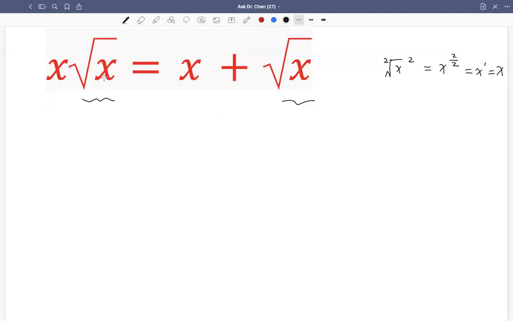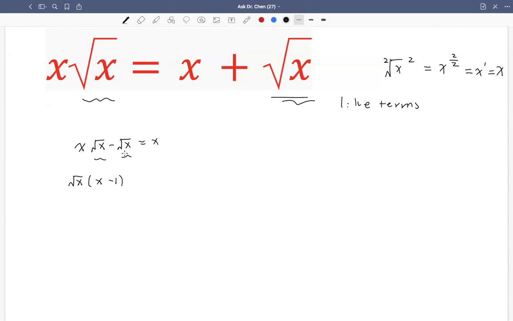So we see square root of x on the left-hand side, square root of x on the right-hand side. We want to combine those two, right? Like terms, which means we can combine them. So let's move this one to the left-hand side. So we get x radical x minus radical x equals x. Now we can factor out square root of x, because it's a common factor of those two terms.